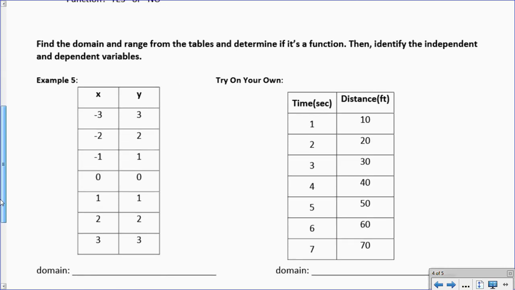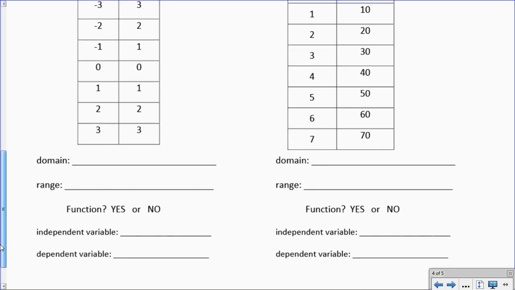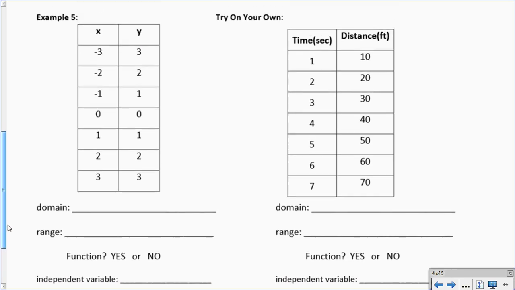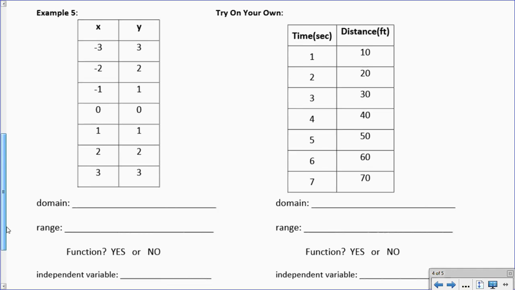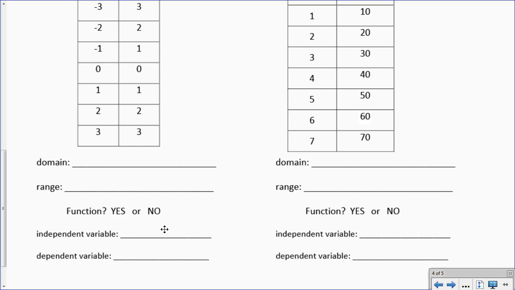Okay? Number 5, here we also have to identify the independent and dependent variable, which I totally forgot to do. Oh, well, I did the easy one. X and Y were already located there, so X was our independent and dependent was our Y.